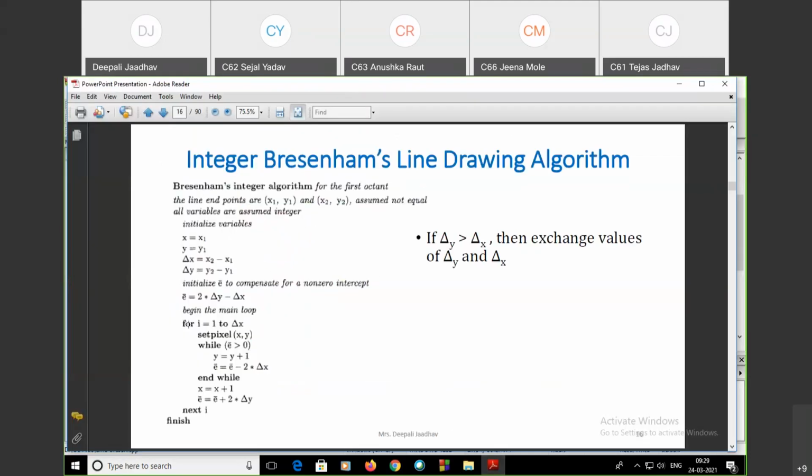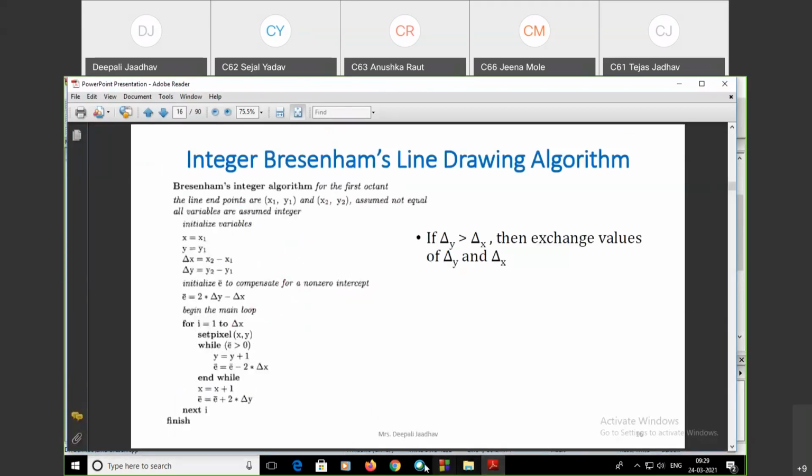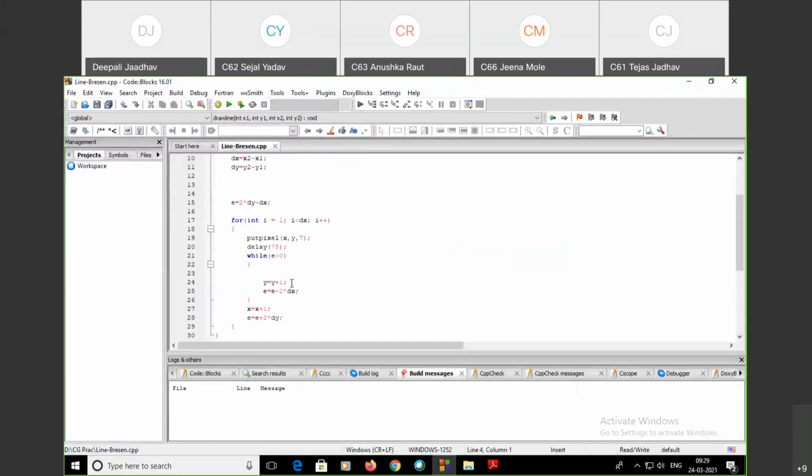So here set pixel is there, instead of that put pixel is used here. Why? Because we are going to put that pixel on the screen, and 7 is the color used for that line. You can use any color. Delay is used here, 75. Why? To show that one by one the point is selected. While e is greater than 0, according to the algorithm, while the error term is greater than 0, then increase the value of y, otherwise only increase the value of x.